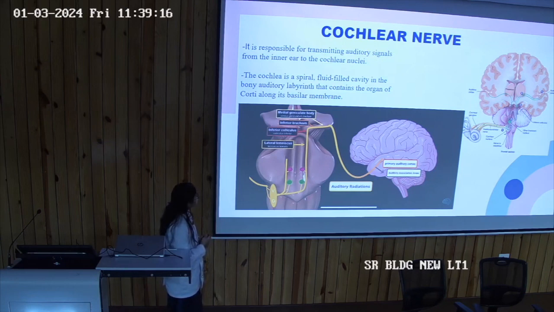The fibers from the lateral lemniscus then go to the midbrain and ascend to the inferior colliculus, from where they enter the inferior brachium and then go to the medial geniculate body. From the medial geniculate body, the auditory radiations then go to the primary auditory cortex, which is also known as the superior temporal gyrus.